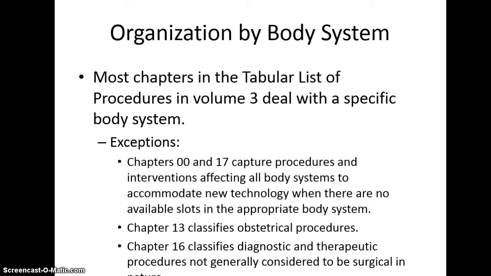Volume 3 for the procedures is organized by body system. Most of the chapters deal with a very specific body system, but we do have a couple exceptions. Chapters 0, 0, and 17 capture procedures that correlate to all body systems, and they're in place to help accommodate new technology for additional code expansion because there was no additional room within that specific body system. Chapter 13 addresses obstetrical procedures, and Chapter 16 identifies and classifies diagnostic and therapeutic procedures that are not considered surgical in nature.